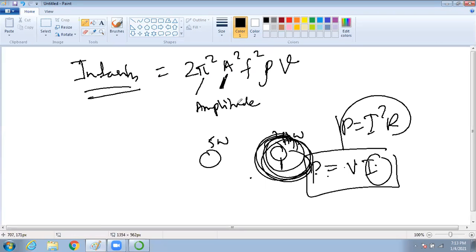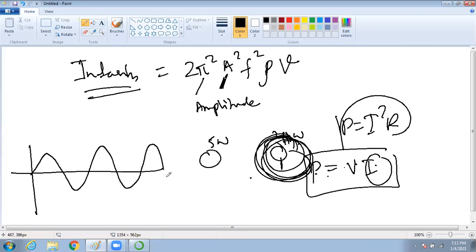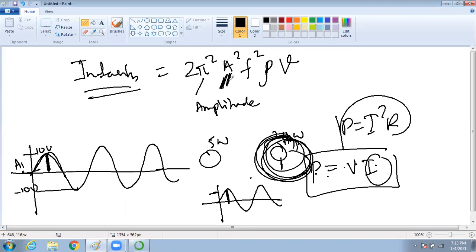Amplitude. If I take a simple harmonic wave, remember all light waves are simple harmonic, the amplitude is the height of the crest. We talk about an AC voltage wave, which also is simple harmonic. This is the amplitude. If this is A, if this is 10 volt, then this one is minus 10 volt. This one is the amplitude. And what is f? Frequency.